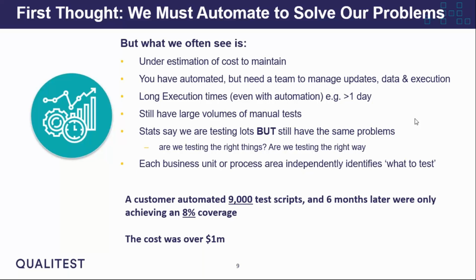And it's really framed up in the example we've got here where a customer automated 9,000 test scripts. 6 months later, we did analysis. The customer still weren't happy. Same problems are occurring. And there's only 8% coverage there. The cost to do this was over $1 million. So the impact is huge when the focus is not in the right areas. So we want to build a framework and an approach where people can learn from it and overcome these challenges.